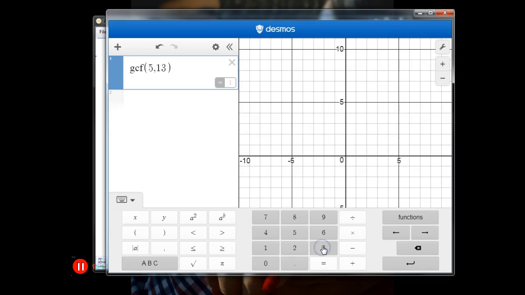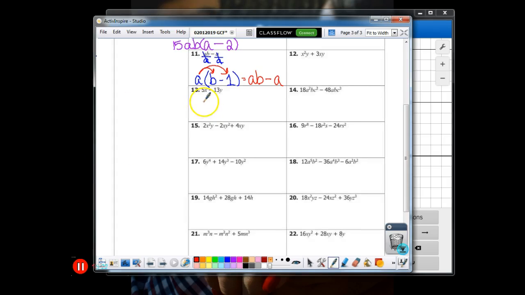13. If you see a 1 here, that means we can't do anything. We can't factor out anything. So we're going to call this prime. If you see a 1 on your GCF, that means we cannot factor out a GCF. Okay, so let's look at number 17.